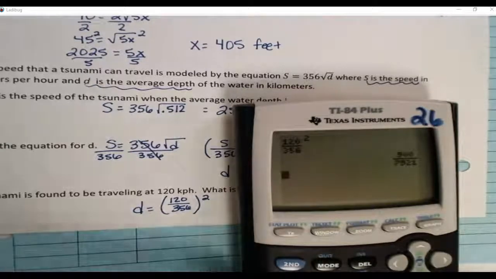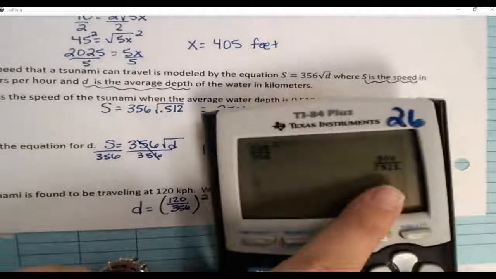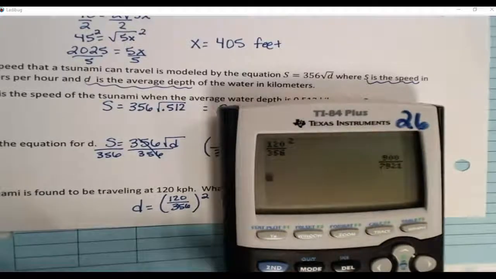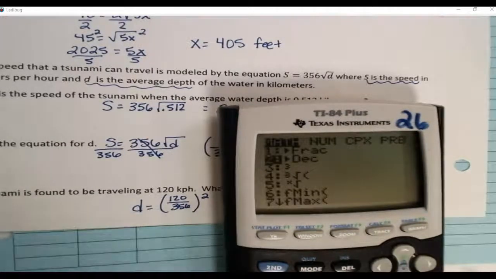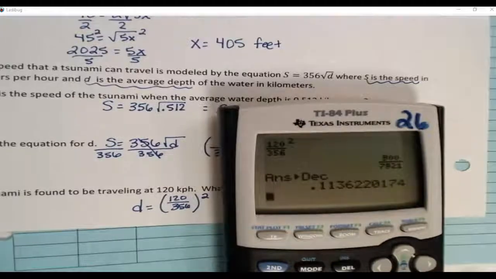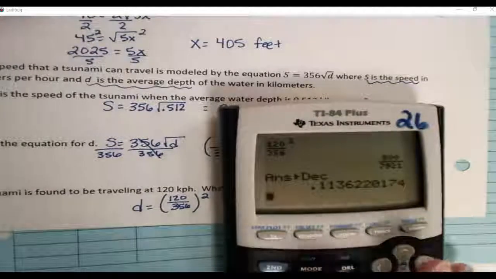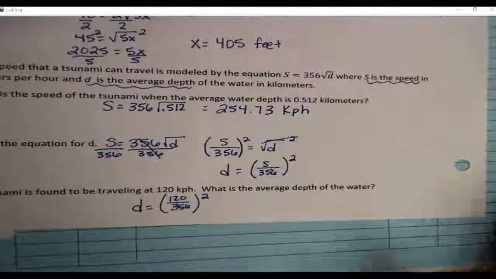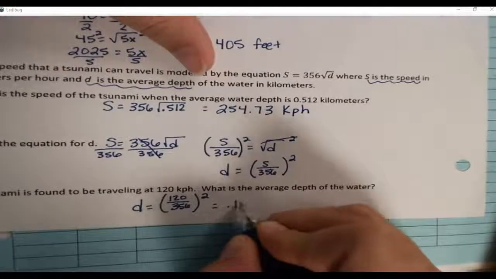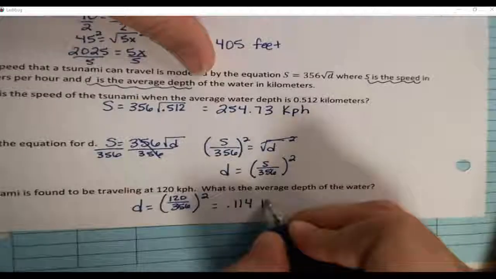Oh. So if it gives you the fraction and you don't want the fraction, you can hit math and then number 2 and then that'll give you the decimal. So this one's at a depth of about 0.114 kilometers.